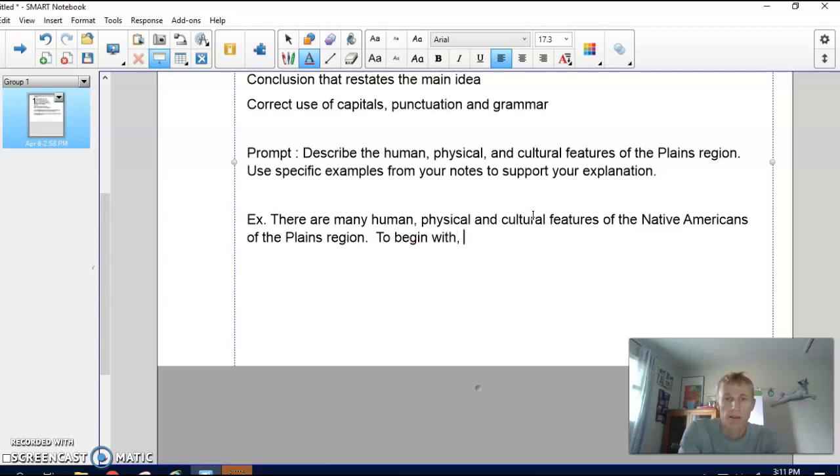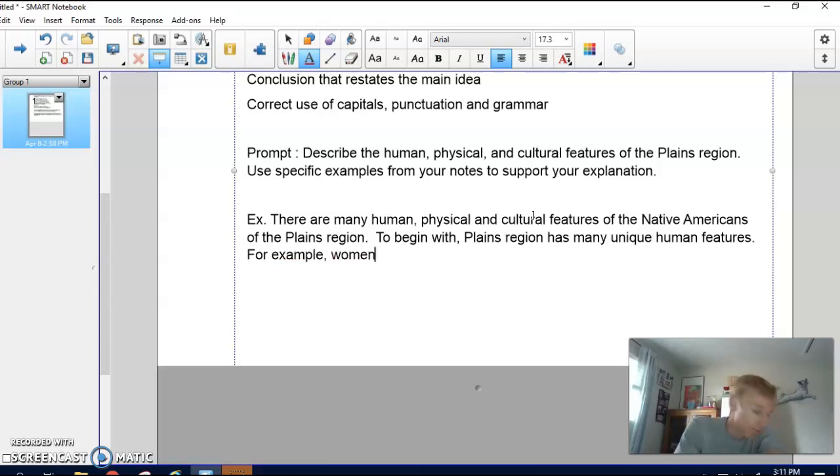To begin with, the Plains region has many unique human features. Let me look at my notes here. What did it say? So, for example, the women gathered the food and also prepared it. Nope, and cooked it.